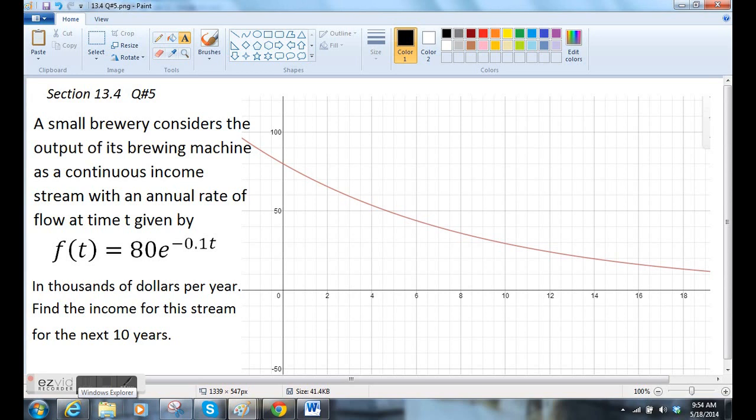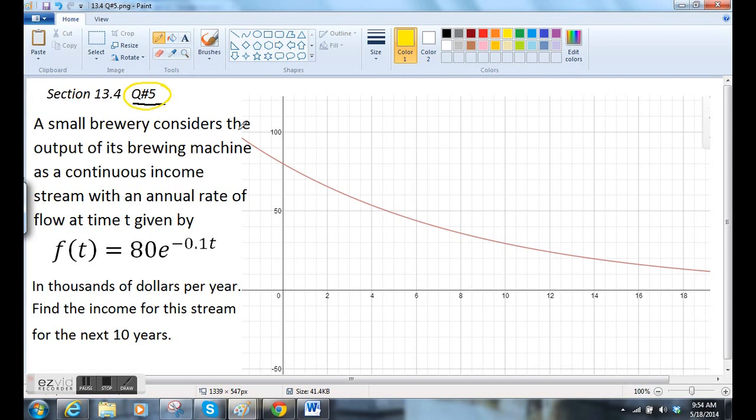Hey guys, this is Math 148. This whole section is about applications of definite integrals and finding the area under the graph. So this is question number 5. This is what I consider the most exciting question in this section. And here's how the problem reads.